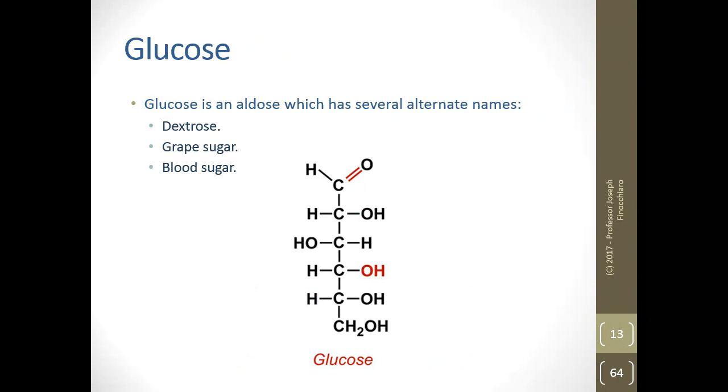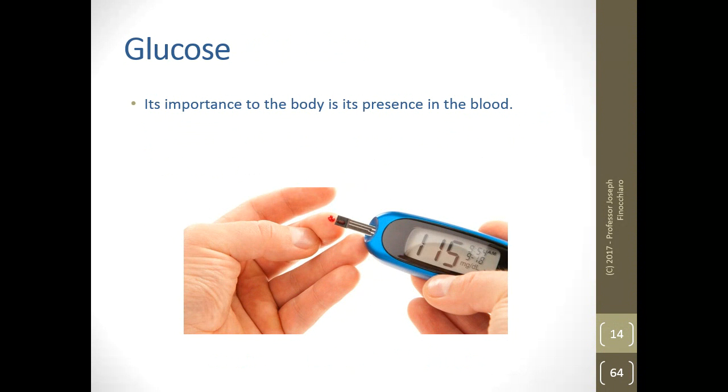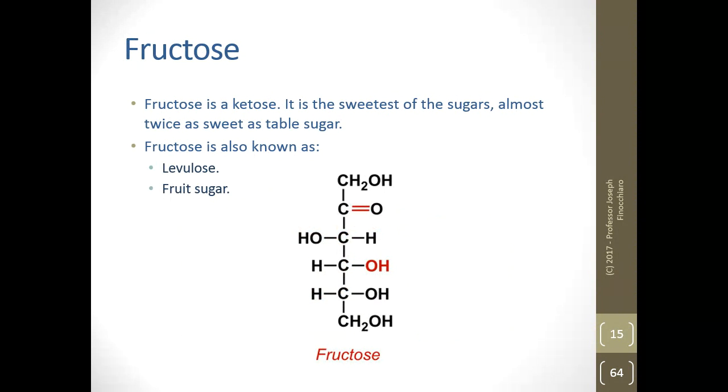Glucose is an aldose, has several names: dextrose, grape sugar, blood sugar. And its importance is its presence in the blood. People with diabetes must monitor their insulin and glucose levels so they don't run into a negative health reaction.